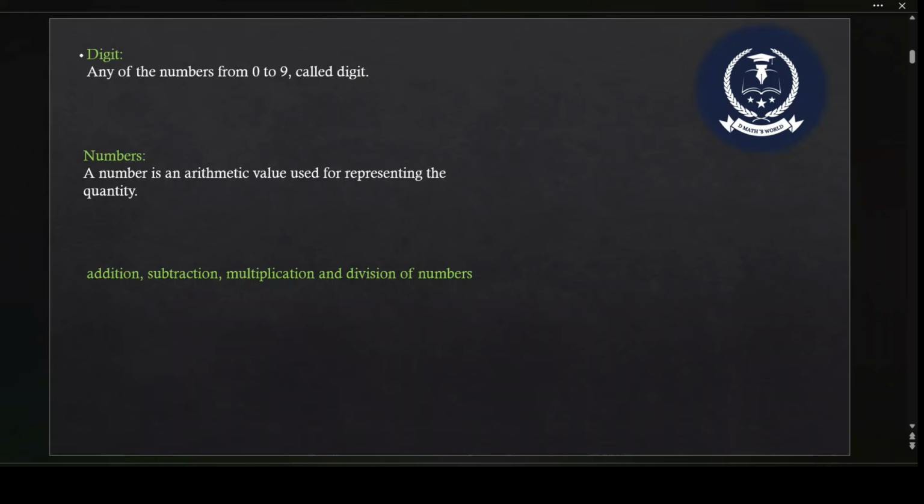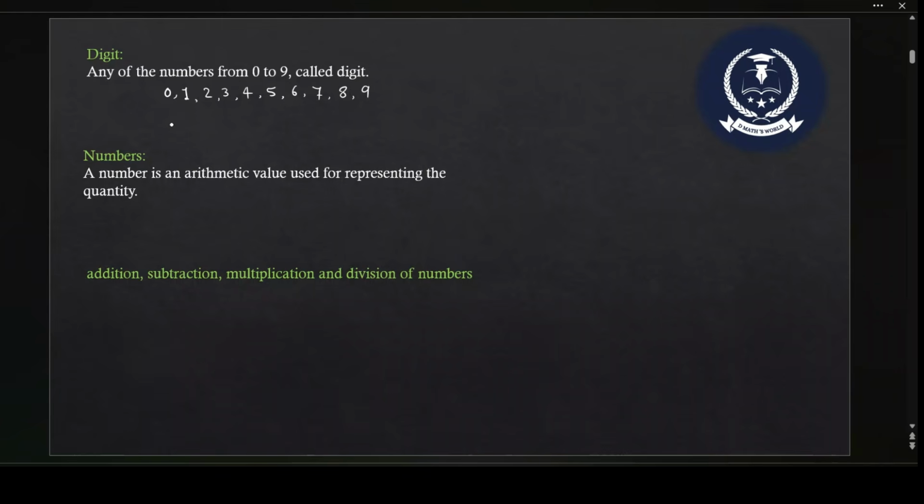So now we are coming to the digit first of all. Any of the numbers from 0 to 9 is called a digit. It means that if I'm writing it down: 0, comma 1, comma 2, comma 3, comma 4, comma 5, comma 6, comma 7, comma 8, comma 9. So these 10 digits are called digits, including 0, it would be 10.